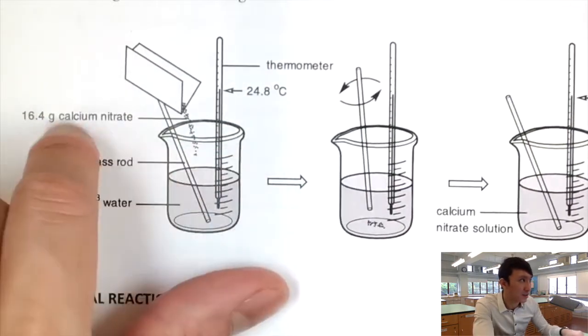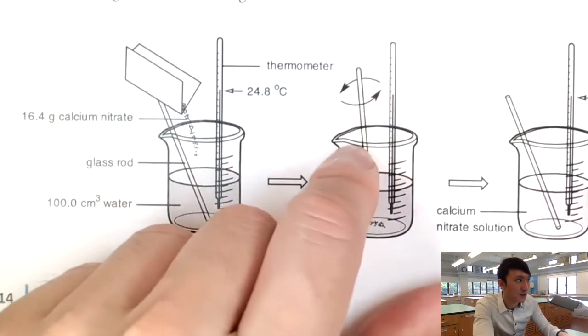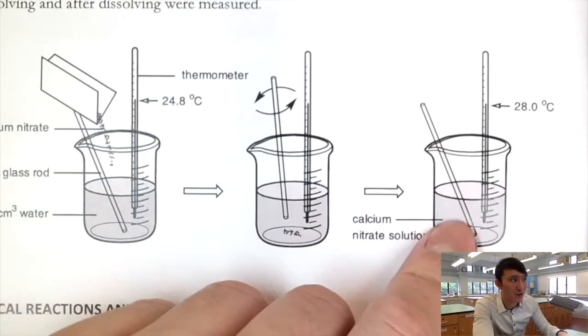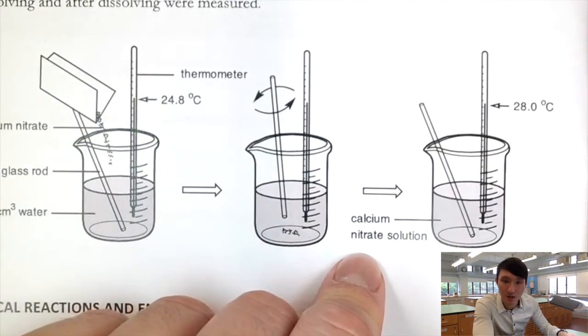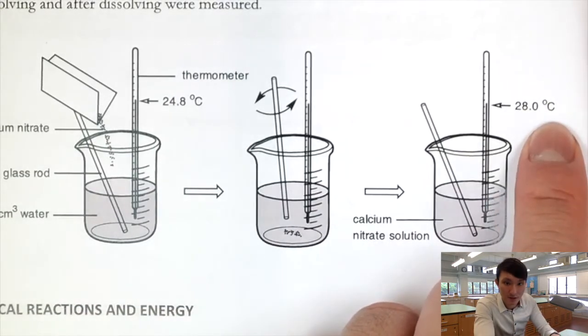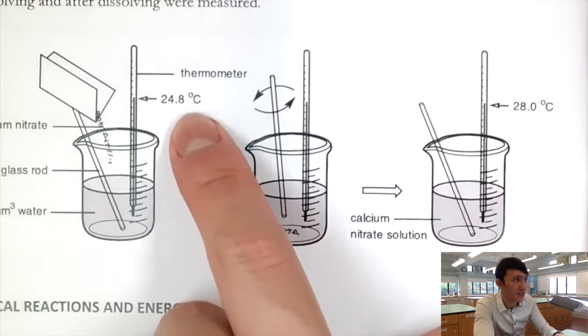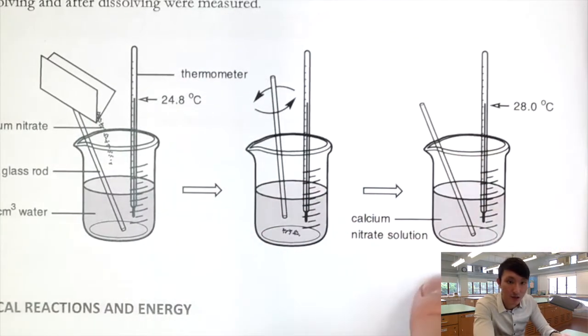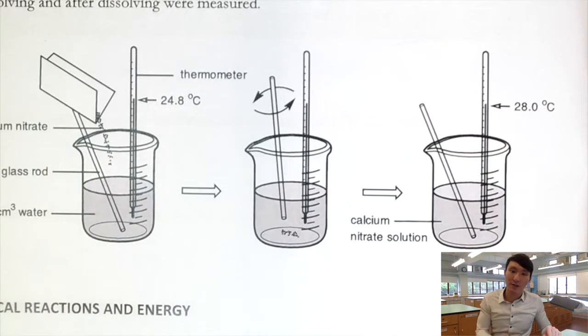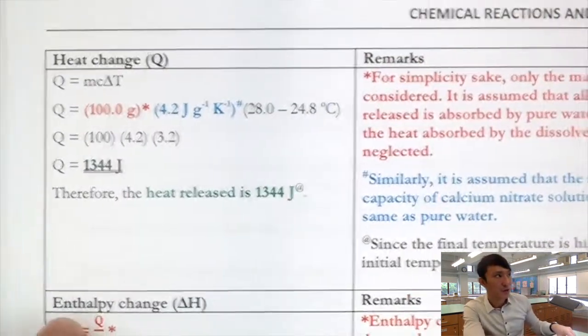After adding the solid, we stir. Okay, make sure all the solid has been dissolved. Then at the end, of course, we will have a calcium nitrate solution. And after that, we register 28 degrees Celsius. So obviously the temperature rises after adding the salt. So when the salt dissolves in water, obviously the process is exothermic. It releases heat. Okay?